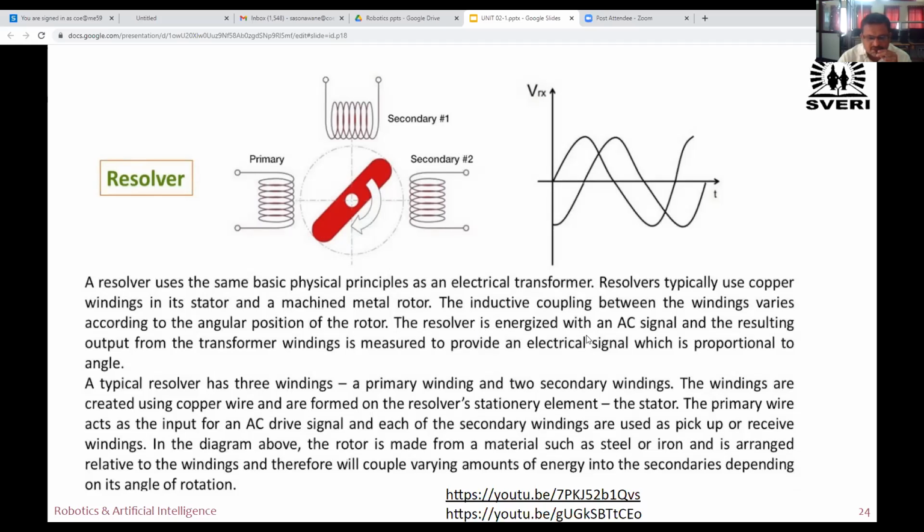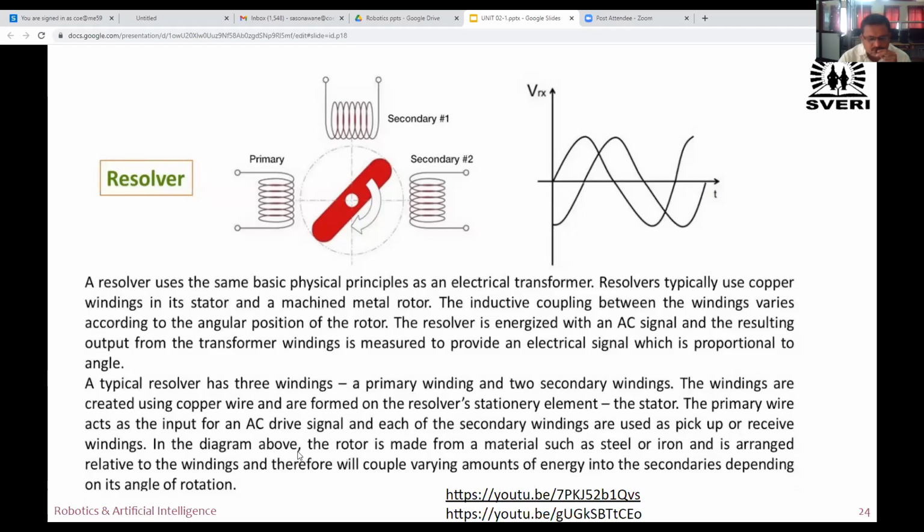The resolver is energized with an AC signal and the resulting output from the transformer windings is measured to provide an electrical signal which is proportional to angle. A typical resolver has three windings, a primary winding and two secondary windings. The windings are created using copper wire and are formed on the resolver's stationary element, that is the stator. The primary winding acts as the input for an AC drive signal and each of the secondary windings is used as a pickup or receive winding.